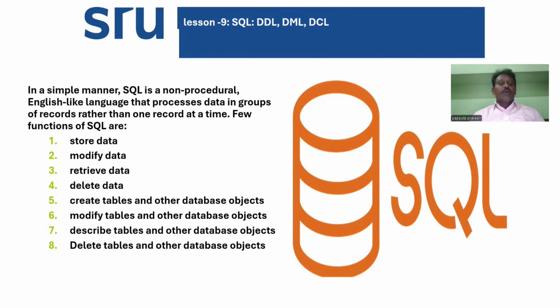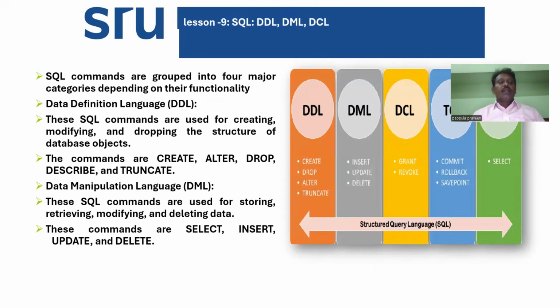Now the fifth point is create tables and other database objects, modify tables and other database objects. Describe, DESC is the describe command. It will return all the attribute details of the table. And delete tables and other database objects. We can delete the table by using the delete command.